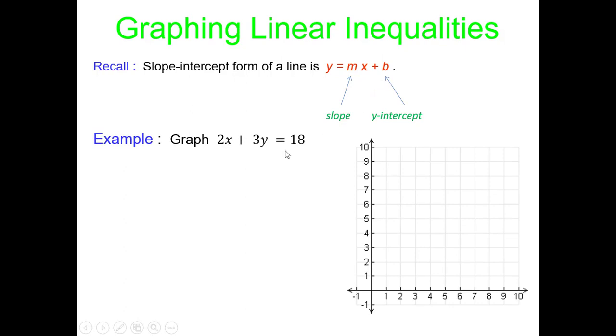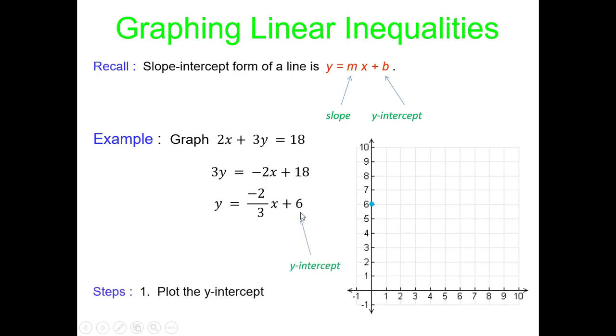So if we want to graph a linear equation in this form, the first step is to turn it into slope-intercept form. So first of all, we can subtract 2x from both sides. And now when we divide by 3, we end up getting negative 2/3 as the coefficient of x, and divide 18 by 3 and we get 6. So notice that this indicates that 6 is the y-intercept, so we can plot the y-intercept on our graph.